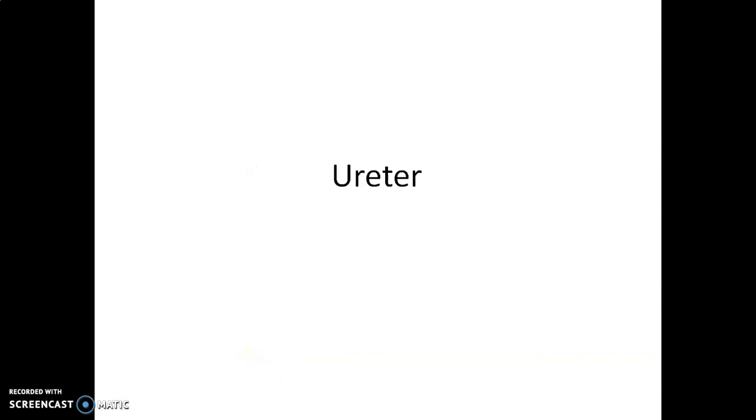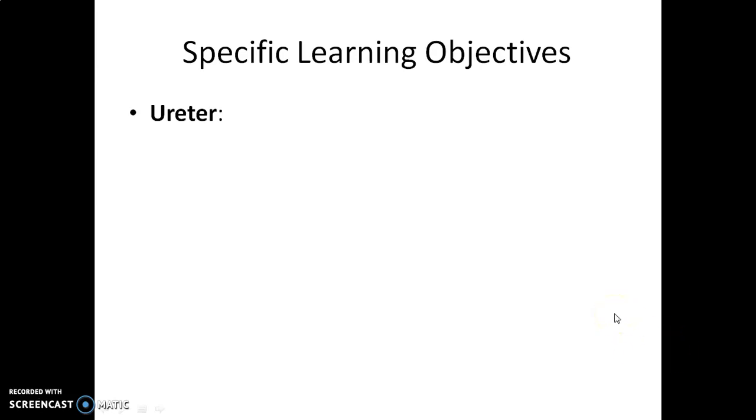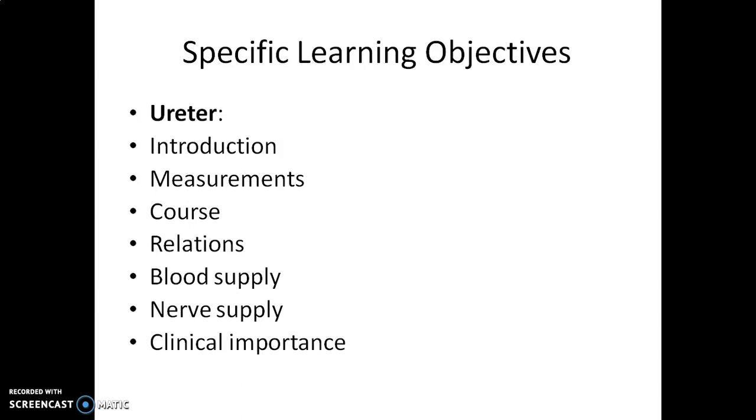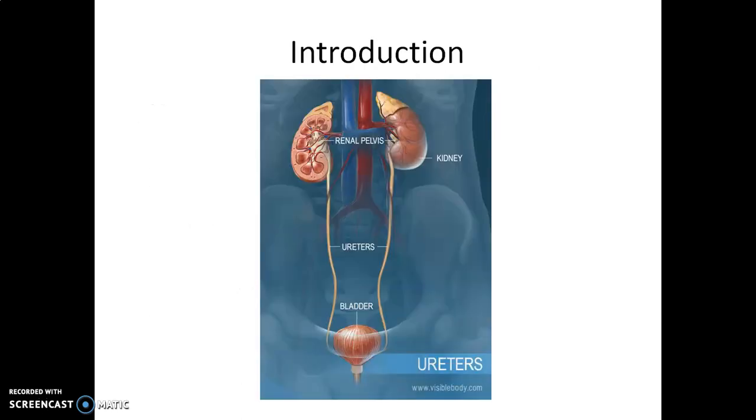So ureter, specific learning objective: introduction, measurements, course, relations, blood supply, nerve supply, and clinical importance of ureter, which we just now saw. So the ureter is a fibromuscular tube beginning from the hilum of the kidney on the medial side. It descends vertically down, coinciding with the tip of the transverse process of lumbar vertebra. It crosses the sacroiliac joint, enters the pelvis in the lateral pelvic wall, and finally ends in the urinary bladder at the trigone of the urinary bladder.